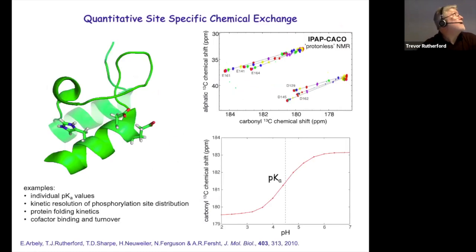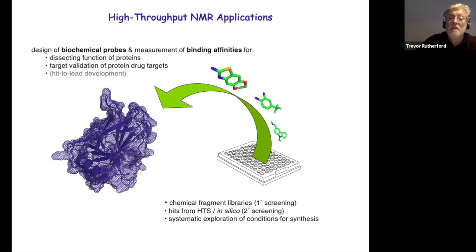So I'm very aware, I've gone way over time and I do apologize for that. We can look at site-specific detail of all sorts of exchange processes. So this can be individual pKa values, it can be post-translational modification, phosphorylation, folding kinetics or binding. Importantly, we can follow the change on a site-specific basis and extract biophysical constants and rate constants for different enzymatic turnovers. We are able to use NMR in fragment screening.